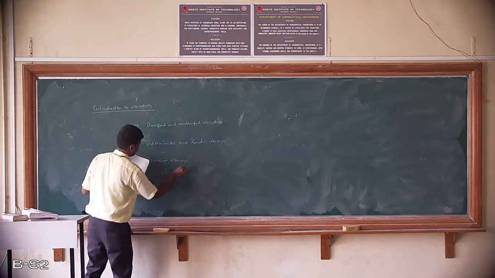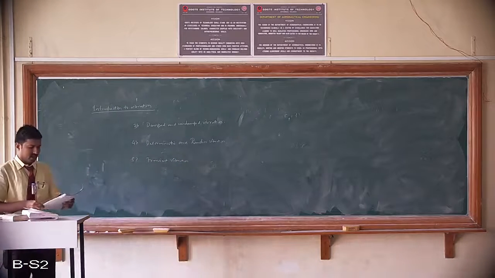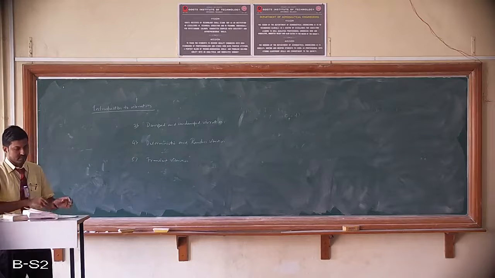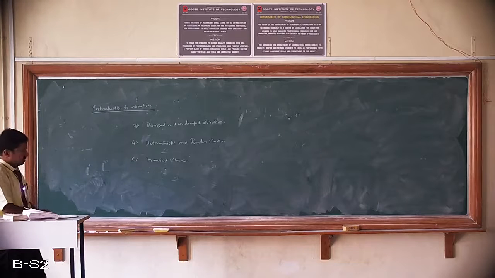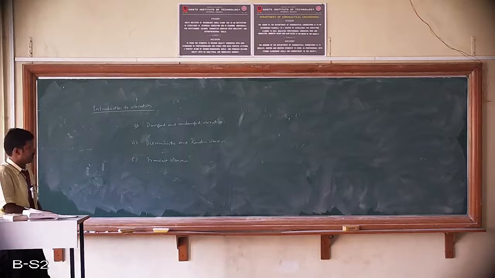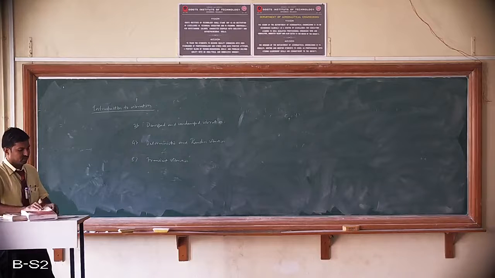Fifth one is the transient vibration. In an ideal system, the free vibrations continue indefinitely as there is no damping. The amplitude of vibration decays continuously because of damping and vanishes ultimately. Such vibration in a real system is called as transient vibration.